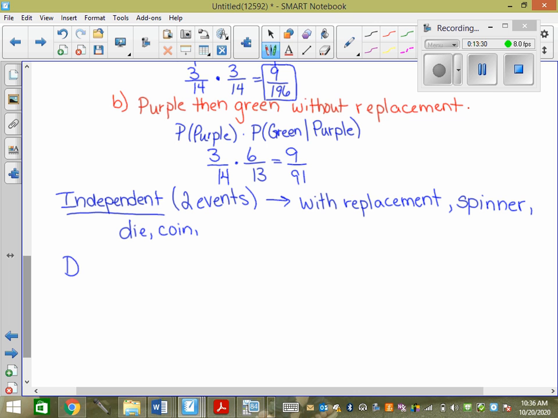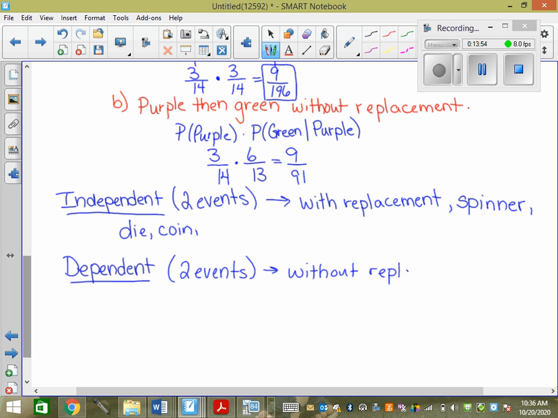What's the easiest way to tell if it's dependent? Deck of cards or marbles or something like that. But what do I need to have written? Yeah, without replacement. So still two events happening. That's without replacement.